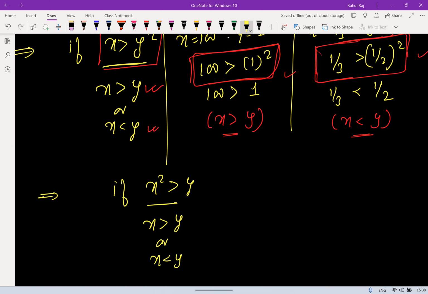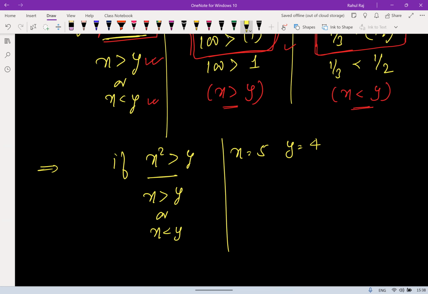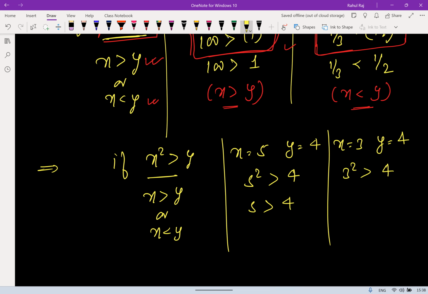Please understand this. Because imagine if I take a number x is equal to 5, y is equal to 4. I'm taking some small numbers, guys, so that you understand it well. If I say x is equal to 5 and y is equal to 4, can I say 5 square is greater than 4? Yeah. And 5 is greater than 4. But imagine if I take x is equal to 3 and y is equal to 4. Can I say 3 square is still greater than 4? But 3 technically is less than 4.